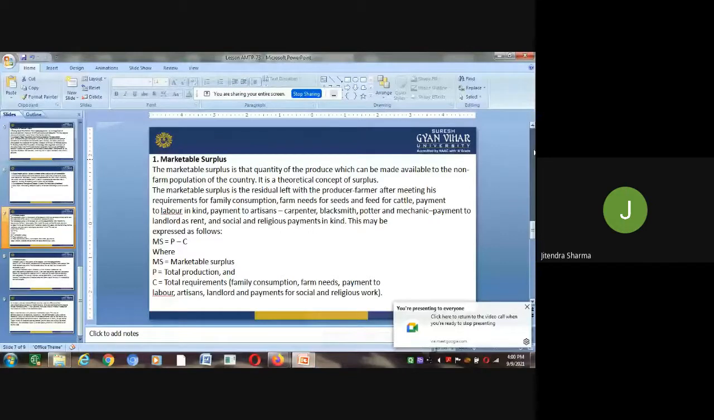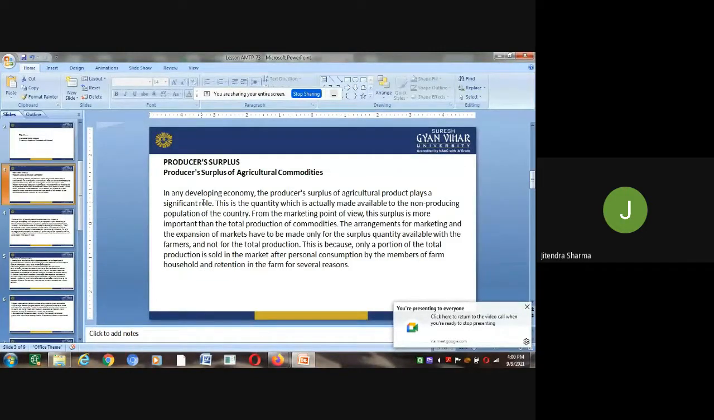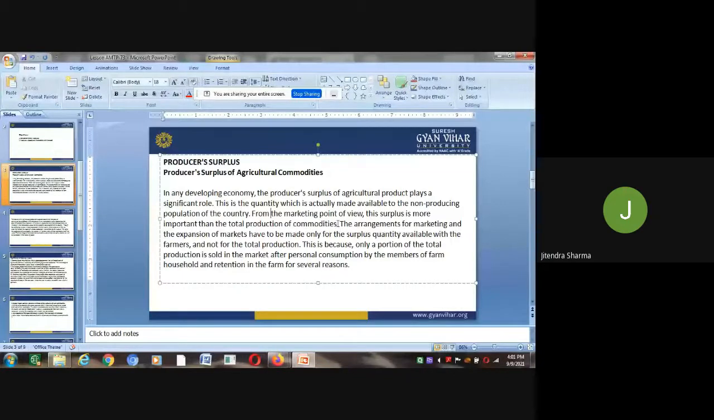Producer surplus is the quantity which is actually made available to the non-producing part of the country. From the farm marketing point of view, this surplus is more important than the total production of the commodity. This is the part of the production which is available for the other population, and that is why it is very important.